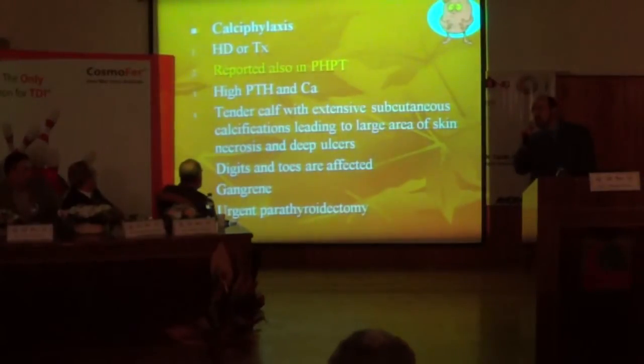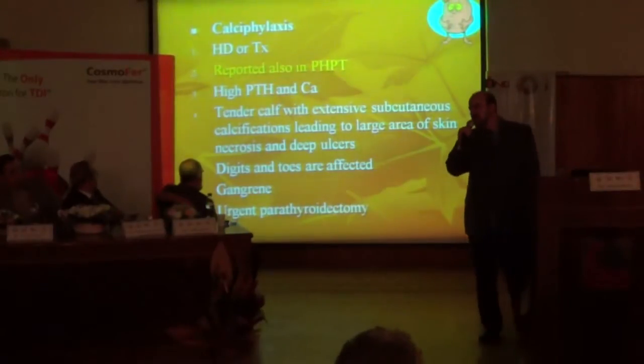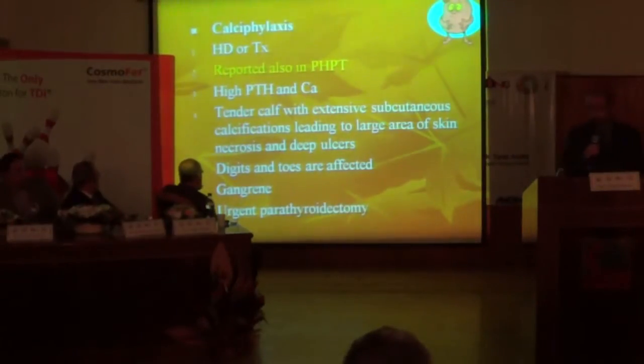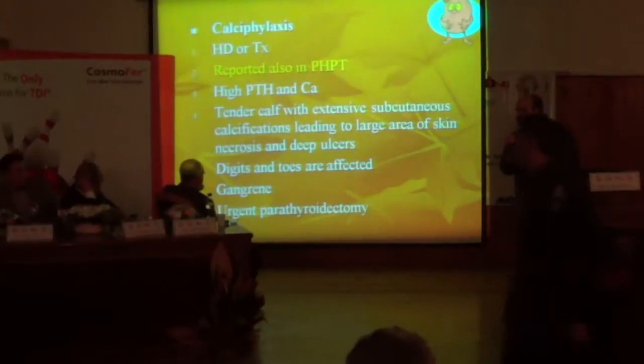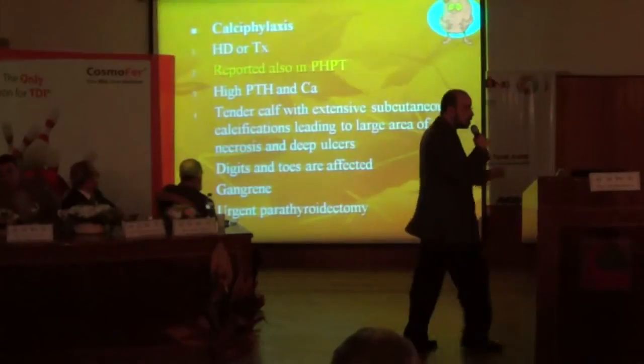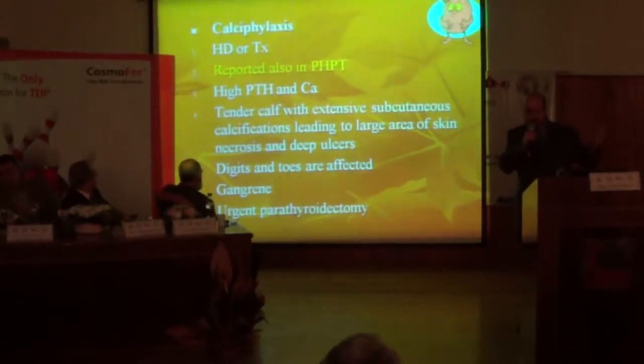Could be presented as well with calciphylaxis. It's common. You will find it in renal failure patients and transplant patients, and being reported as well in primary hyperparathyroidism. You have high PTH, high calcium. You have a tender cough. You think it's inflammation, it's cellulitis. You start taking antibiotic, but it will slough off. Fingers will slough off. The toes will slough off. You have gangrene. You need urgent parathyroidectomy.